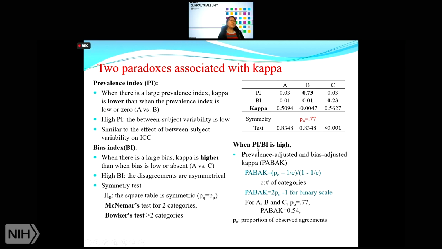When you have a high bias index or a high prevalence index, we can use the prevalence-adjusted and bias-adjusted kappa, PABAK, which is calculated using this formula. Here C is the number of categories. When C equals 2 for a binary scale, the formula simplifies to this. Therefore, for this data set, the adjusted kappa is 0.54. This means the adjusted kappa is based only on the proportion of observed agreement.